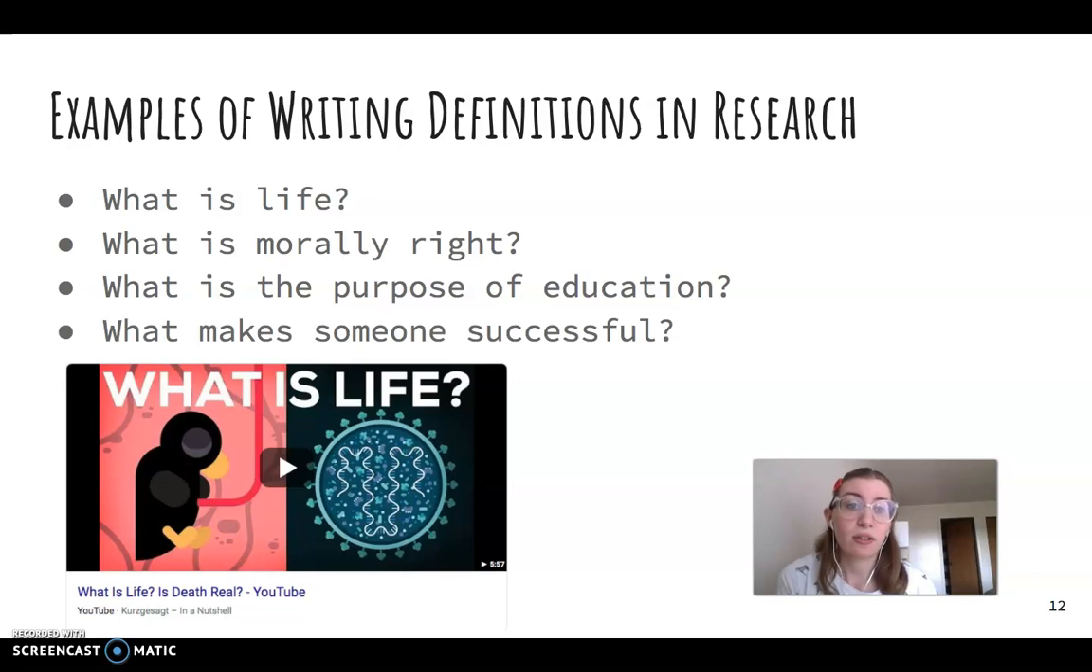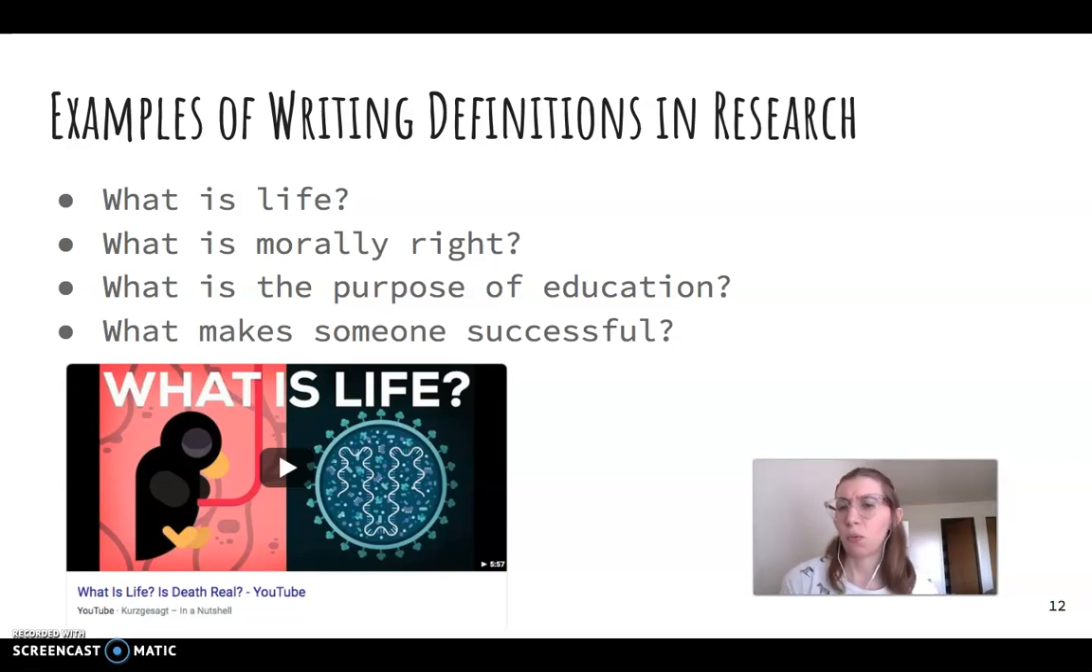The first we have is what is life? That's a very hot topic right now. When we ask what is life, we might think, is it conception? Is it at the heartbeat? Is it sentience of brain waves? Or do we consider viruses or bacterial life if they're moving and eating? However you define life will determine and affect the questions you ask and the research you conduct.